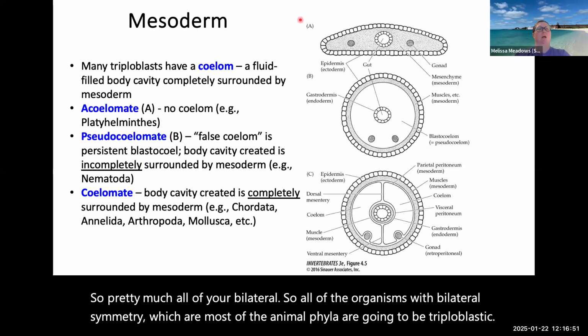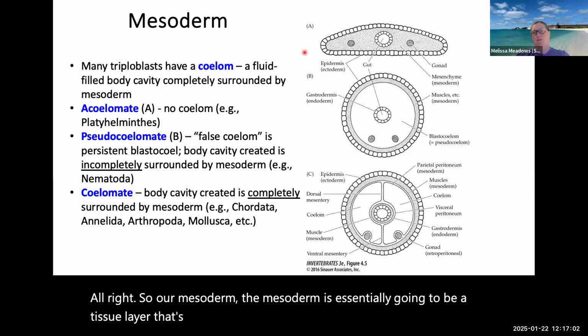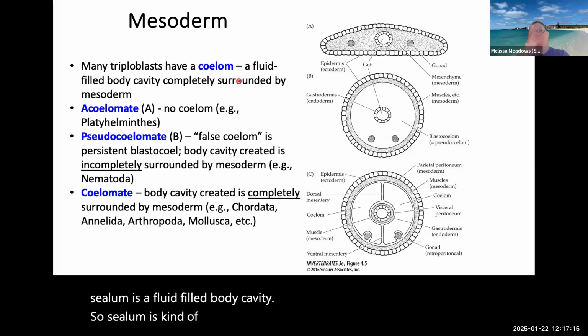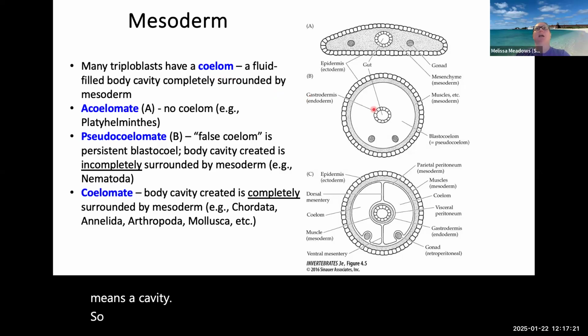All right, so our mesoderm. The mesoderm is essentially going to be a tissue layer that's going to line the coelom in organisms that have one. The coelom is a fluid-filled body cavity. So coelom is kind of like blastocoel, right? Remember that coel word means a cavity. So your coelom is a body cavity.